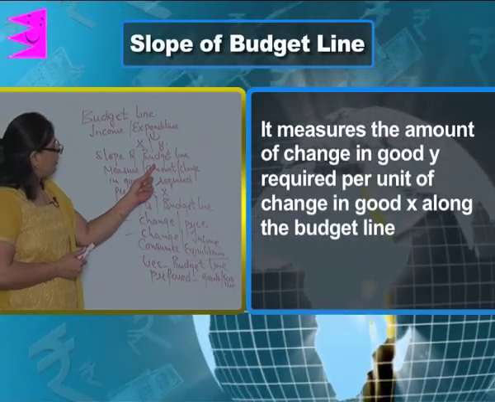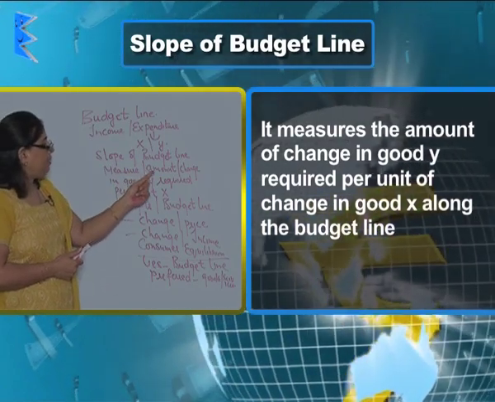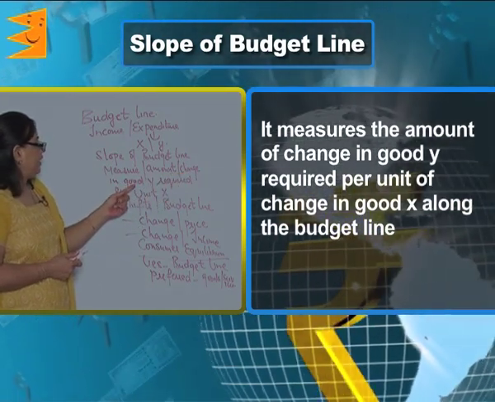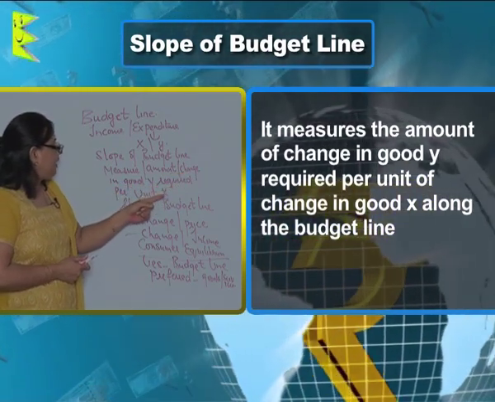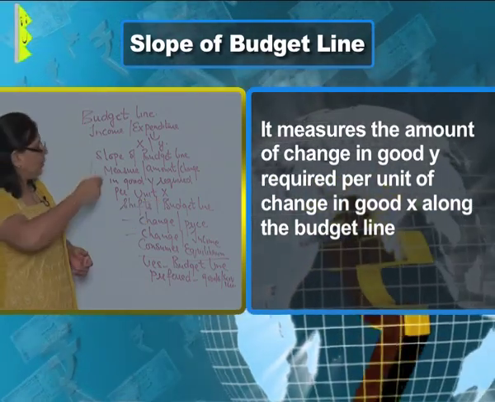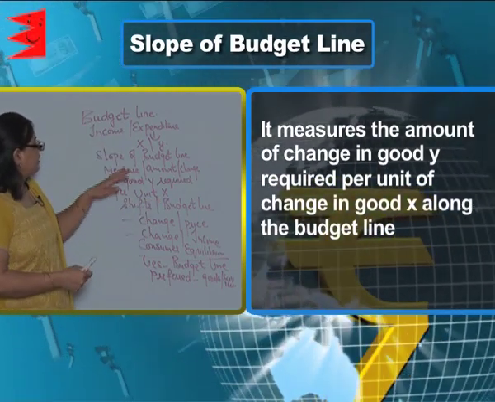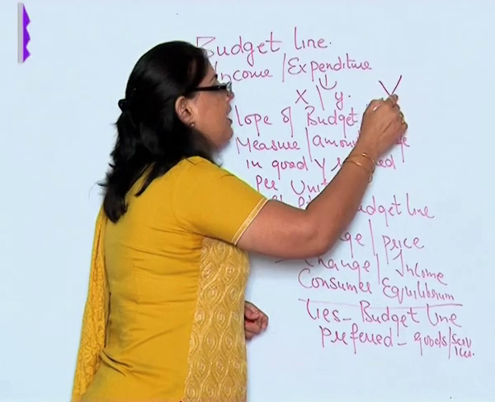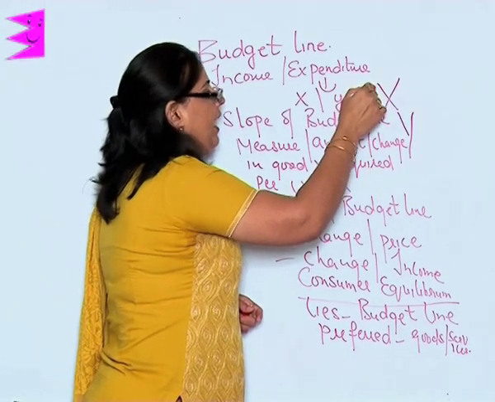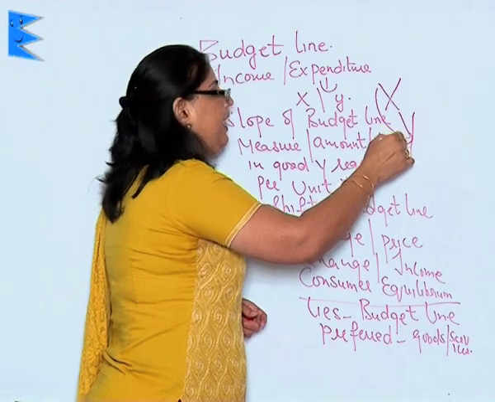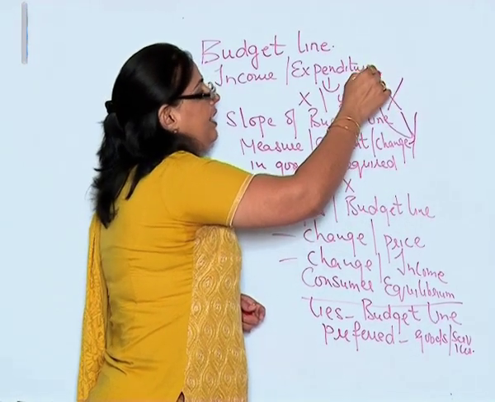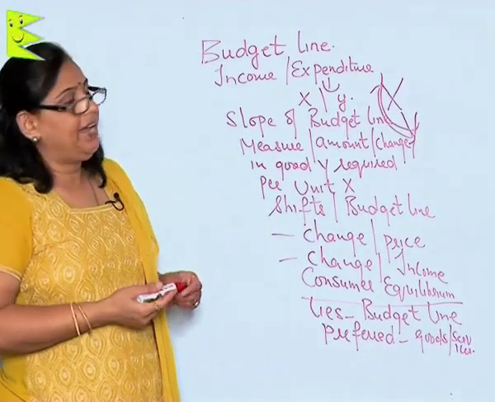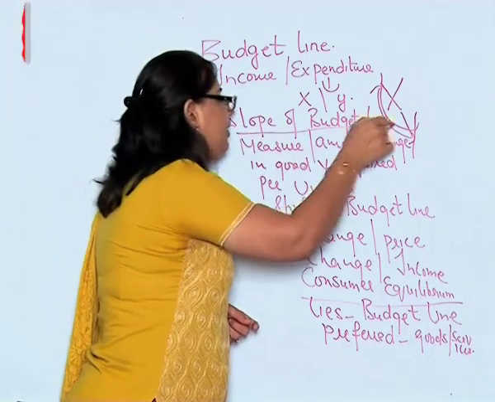The slope of the budget line measures the amount which is changed in good Y, that is to get the required per unit X. So that will create a difference in the slope of my budget line. Whether I am buying more number of X or more number of Y, and how much I have bought of Y or X, and how much I have sacrificed of X and how much more I have taken of Y, that will be the slope of the budget line.